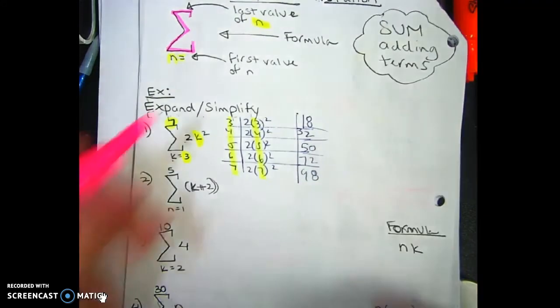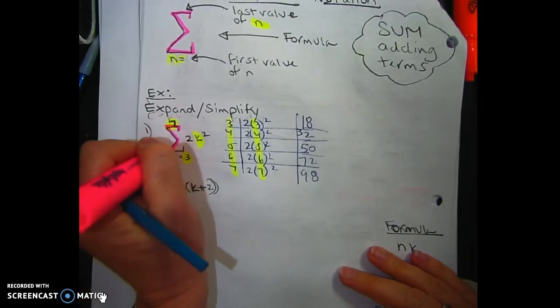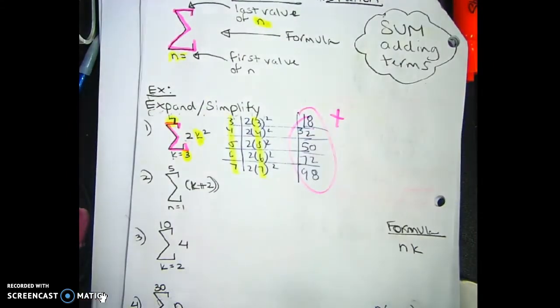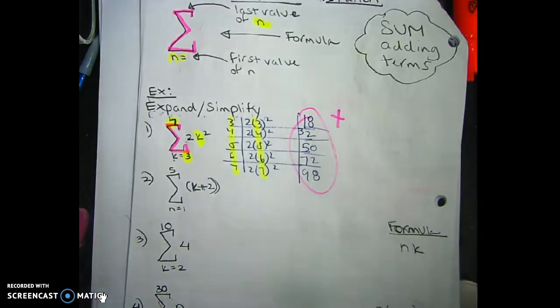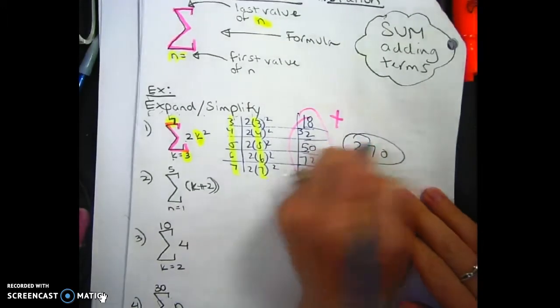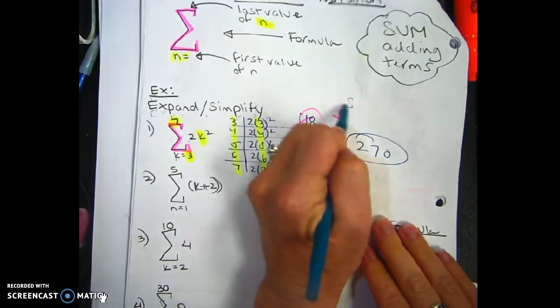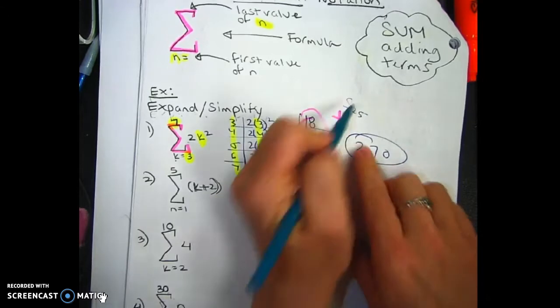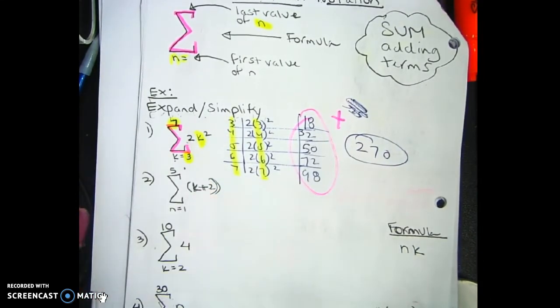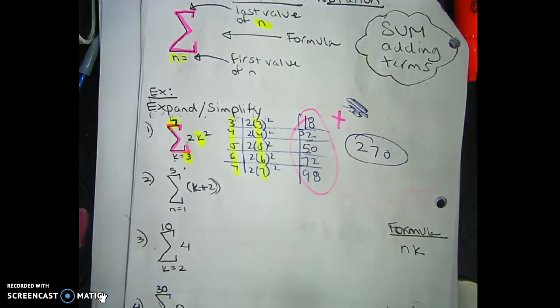Then what I have to do, because it is in sigma notation, is I need to add them. So I'm going to pick up my calculator, add them all up, dot, dot, dot, dot, dot, and I get 270. Now I can't say the sum of the first 25 numbers because it's not the first 25 numbers. It's the third number in the sequence through the 7th number in the sequence. So I just write 270.